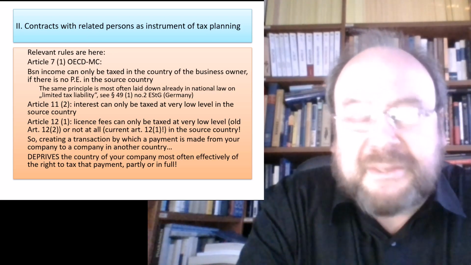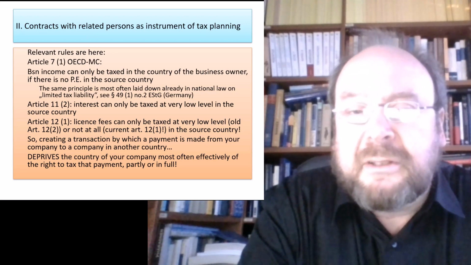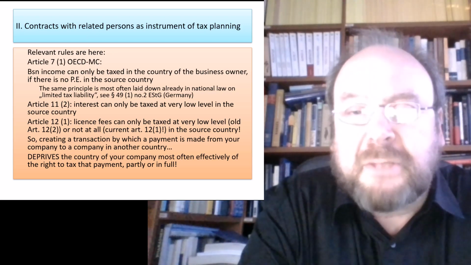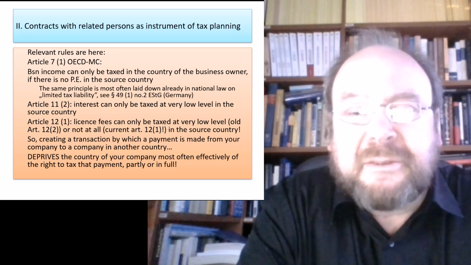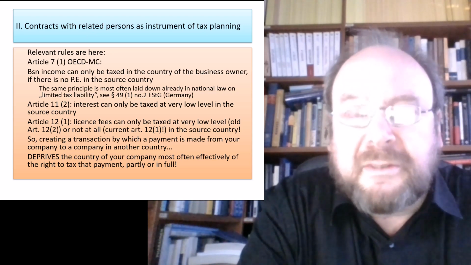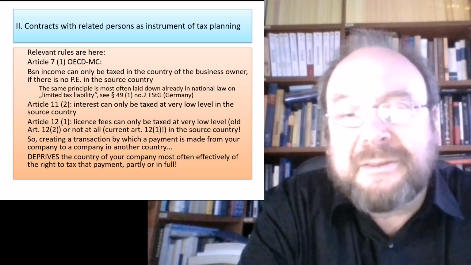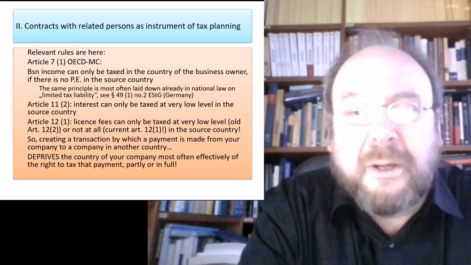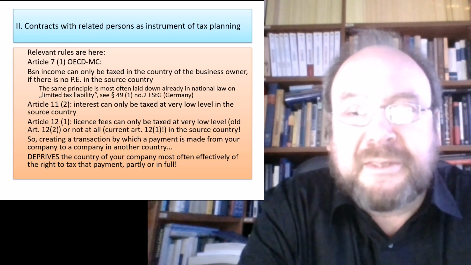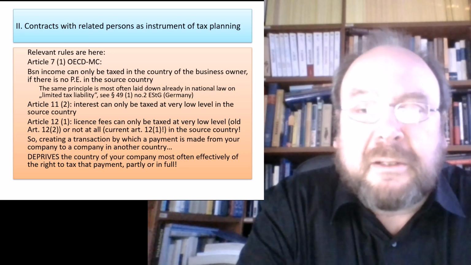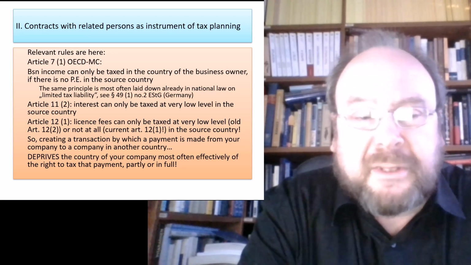If interest is paid, then Article 11.2 of the OECD Model Convention might be interesting. That says in the source country, interest can only be taxed at a very low limited level. Usually 10% is the OECD's proposal. Many countries even agree on lower upper limits, so that might be 5%, or very often there might be even an upper limit of 0%.